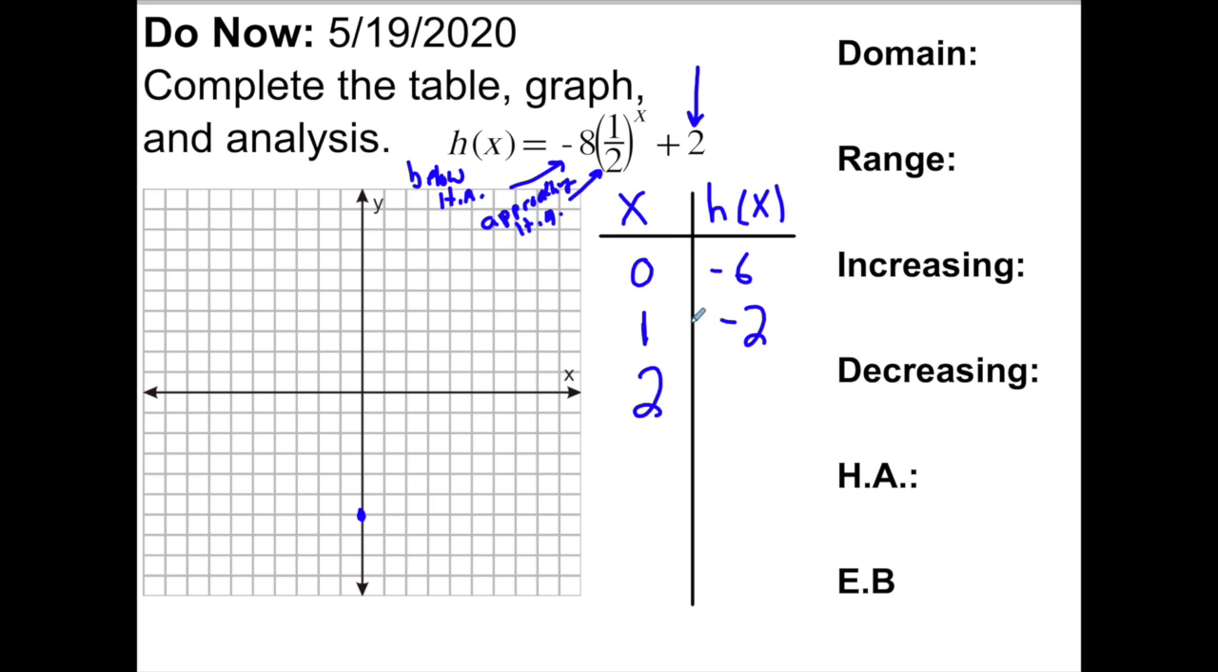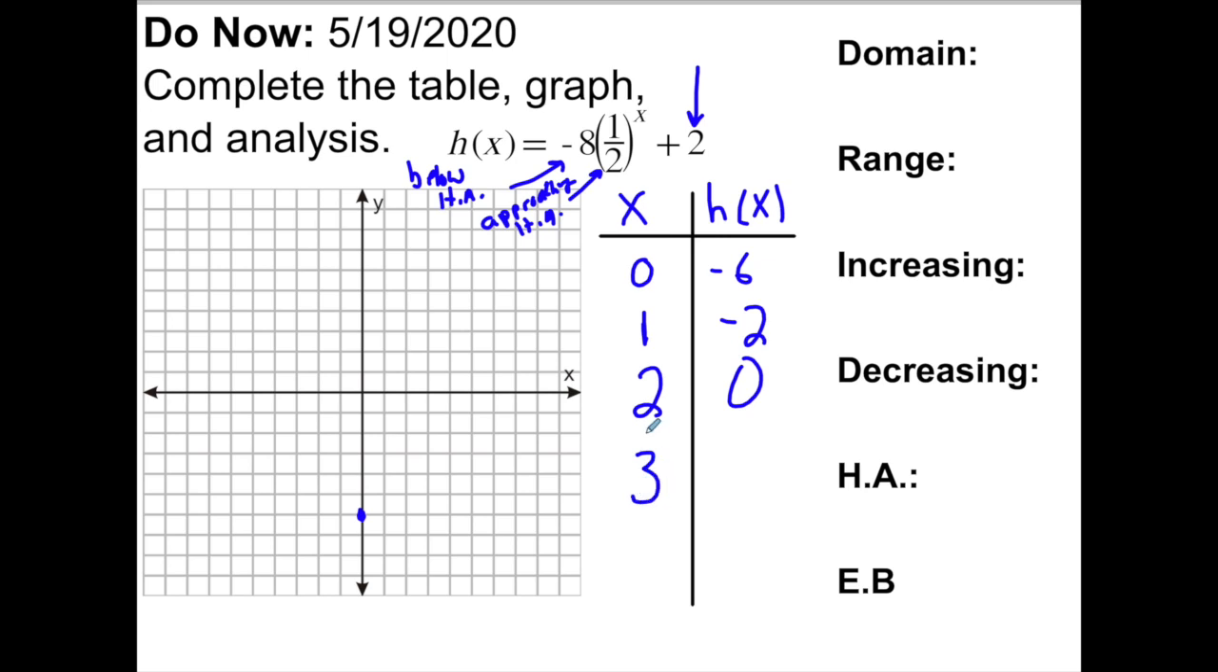Now I'm going to plug in 2. Okay, a half squared is a half times a half. That's a quarter. A quarter times negative 8 is negative 2. Negative 2 plus 2 is 0. Nice. So this is amazing. We actually have a really nice x-intercept. You don't always get those, so it's really nice when you actually have them.